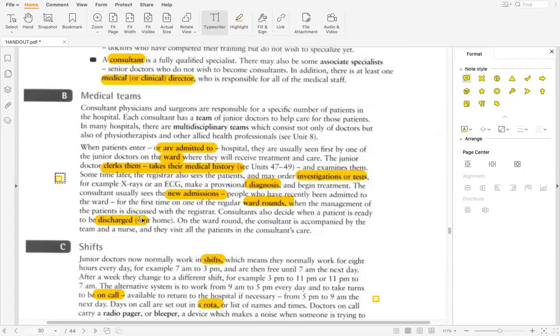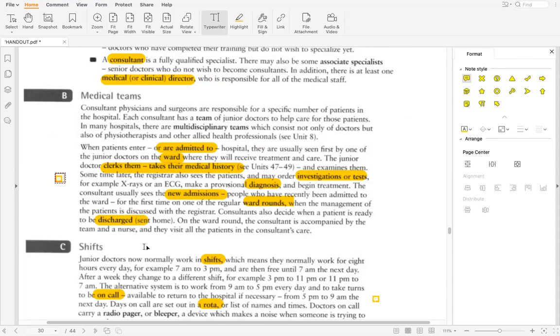The consultant usually sees new admissions. What is the meaning of new admissions? It means people or patients who have recently been admitted to the ward for the first time on one of the regular ward rounds. When the management of the patients is discussed with the registrar, consultant also decide when a patient is ready to be discharged.